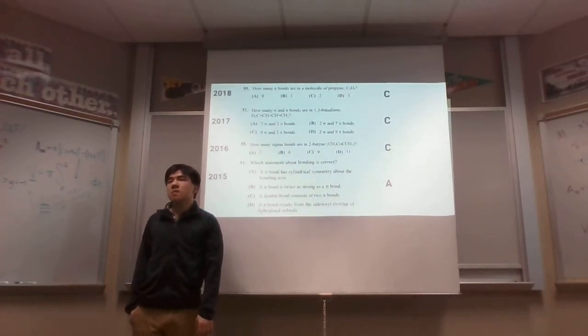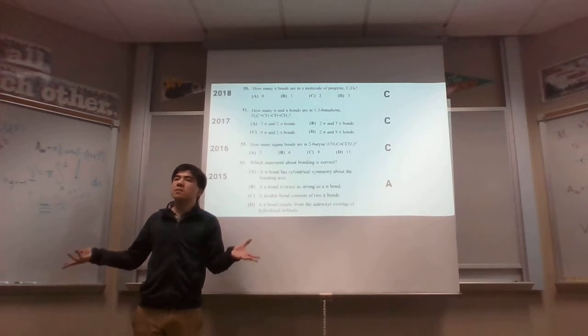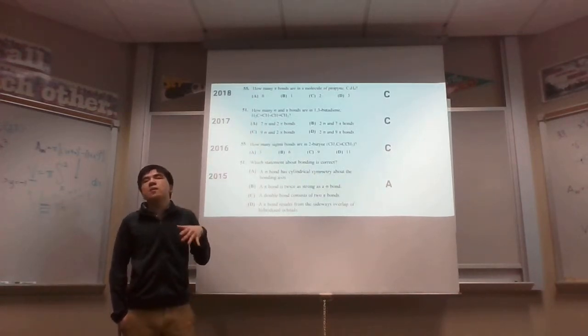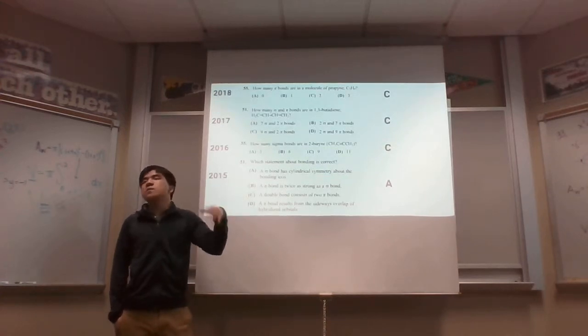Wait, why are there 11 total? Well, there are 11 total. There's 2 pi bonds, so there's 2 double bonds. These are double. I just counted that as 2. I didn't count sets. But there are 9 sets, and then 2 of them are double.